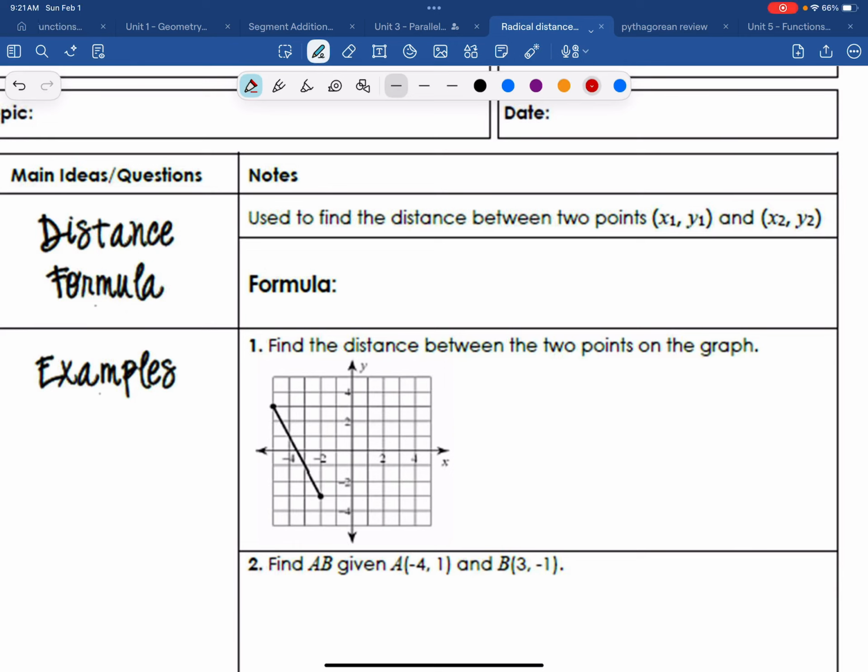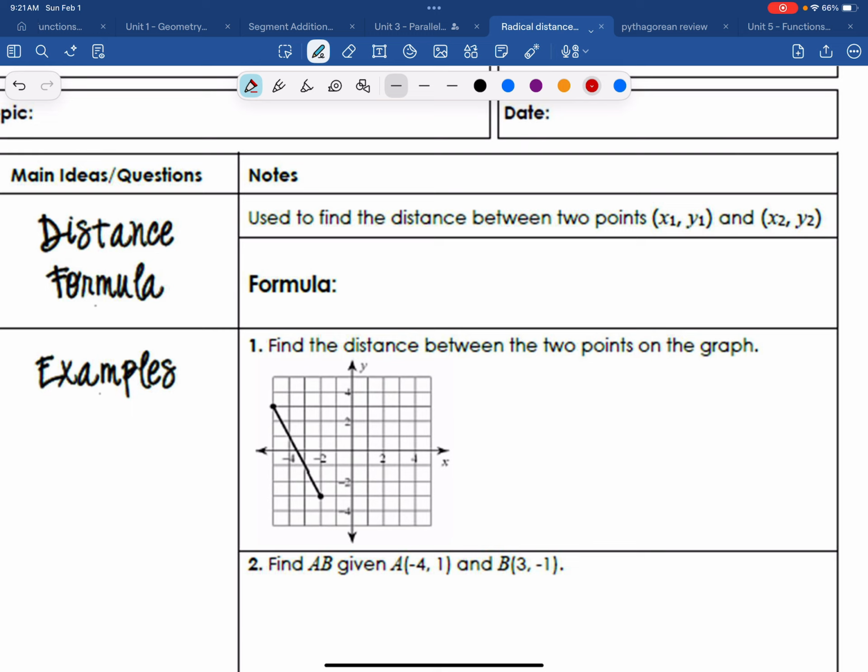Okay, in today's lesson, we're going to actually look at using the distance formula. So in our previous investigation, we actually derived the distance formula. And so today our learning target is: I can determine the length or distance of a line segment using the distance formula.